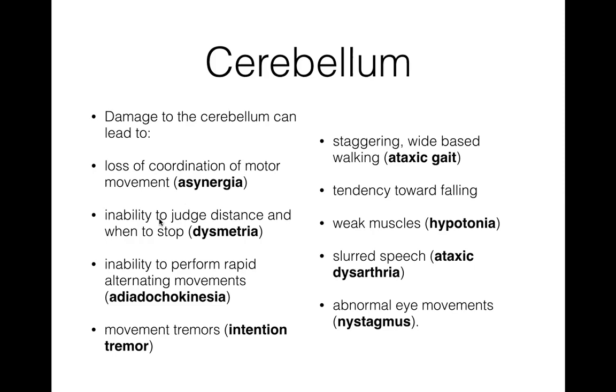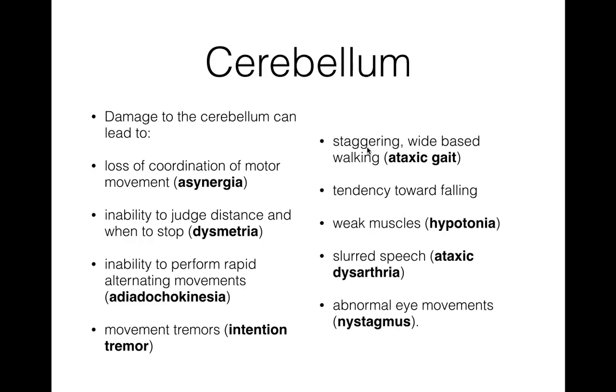So you will also lose the ability to judge distance. This is called dysmetria. Inability to perform rapid alternating movements, such as clapping your hand, is called diadochokinesia. Movement tremor or intention tremor, wherein if you're resting, your posture is very stable, but when you start moving your hands, this is when the tremor begins to be apparent.